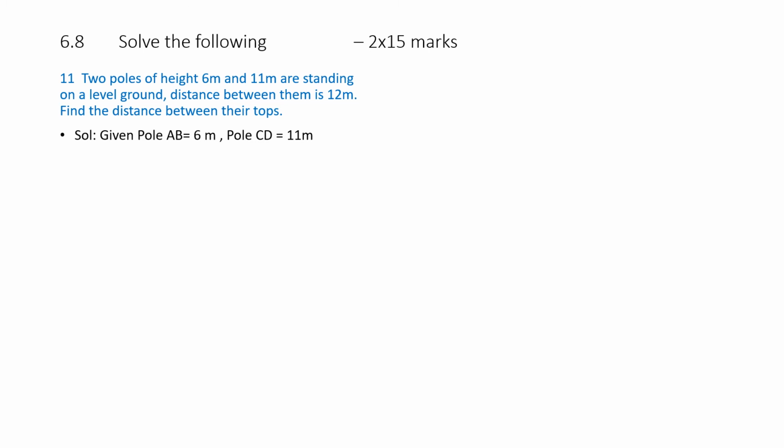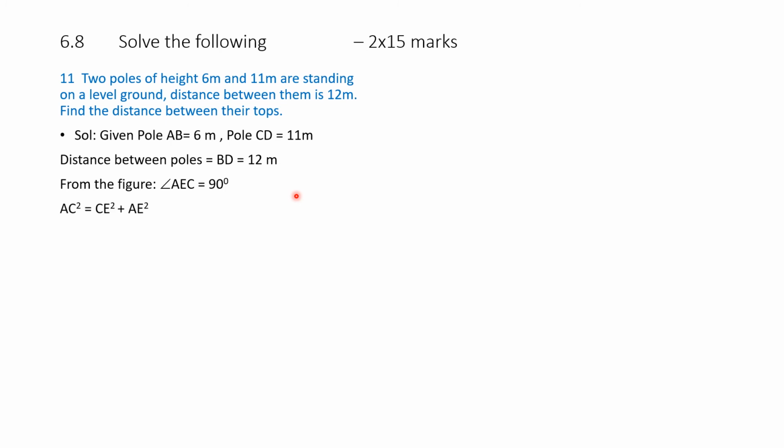Therefore, given pole AB is equal to 6 meter, pole CD is equal to 11 meter. Please see the figure. CD is an 11 meter pole and AB is a 6 meter pole and the distance between them is 12 meters. This is represented in this figure ABDC. Now we are asked to find the distance AC, that is the cross line, the inclined line. The distance between the two poles is 12 meters.